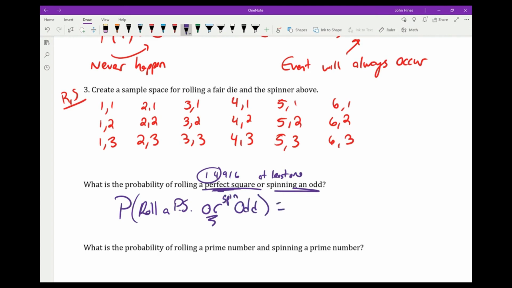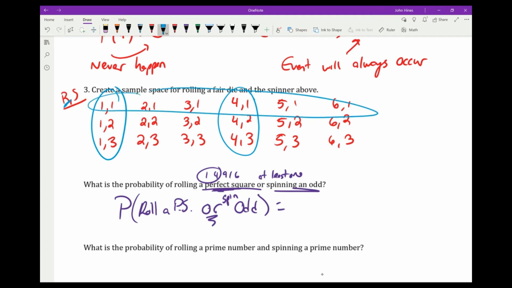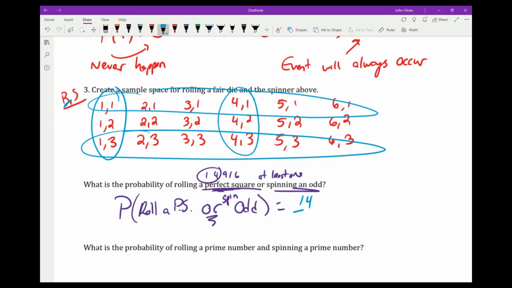So let's go through and roll a perfect square first. Rolling is the first number. Those are all perfect squares, and those are all rolling perfect squares. Or, so forget about the first thing, I need to spin an odd. That's spinning an odd, and that's spinning an odd. So how many are there? 1, 2, 3, 4, 5, 6, 7, 8, 9, 10, 11, 12, 13, 14. 14 out of the 18 outcomes, which is also 7/9.